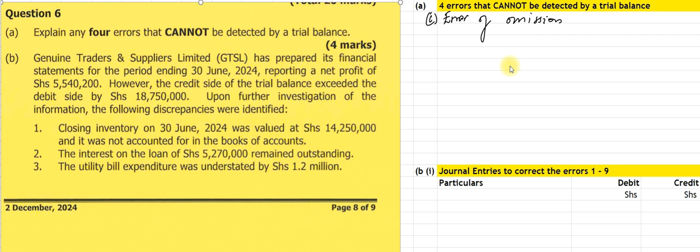For example, if you purchase goods on credit from a supplier and you completely omit this transaction, your trial balance will still balance. Okay. The other error is error of commission. That is number two.